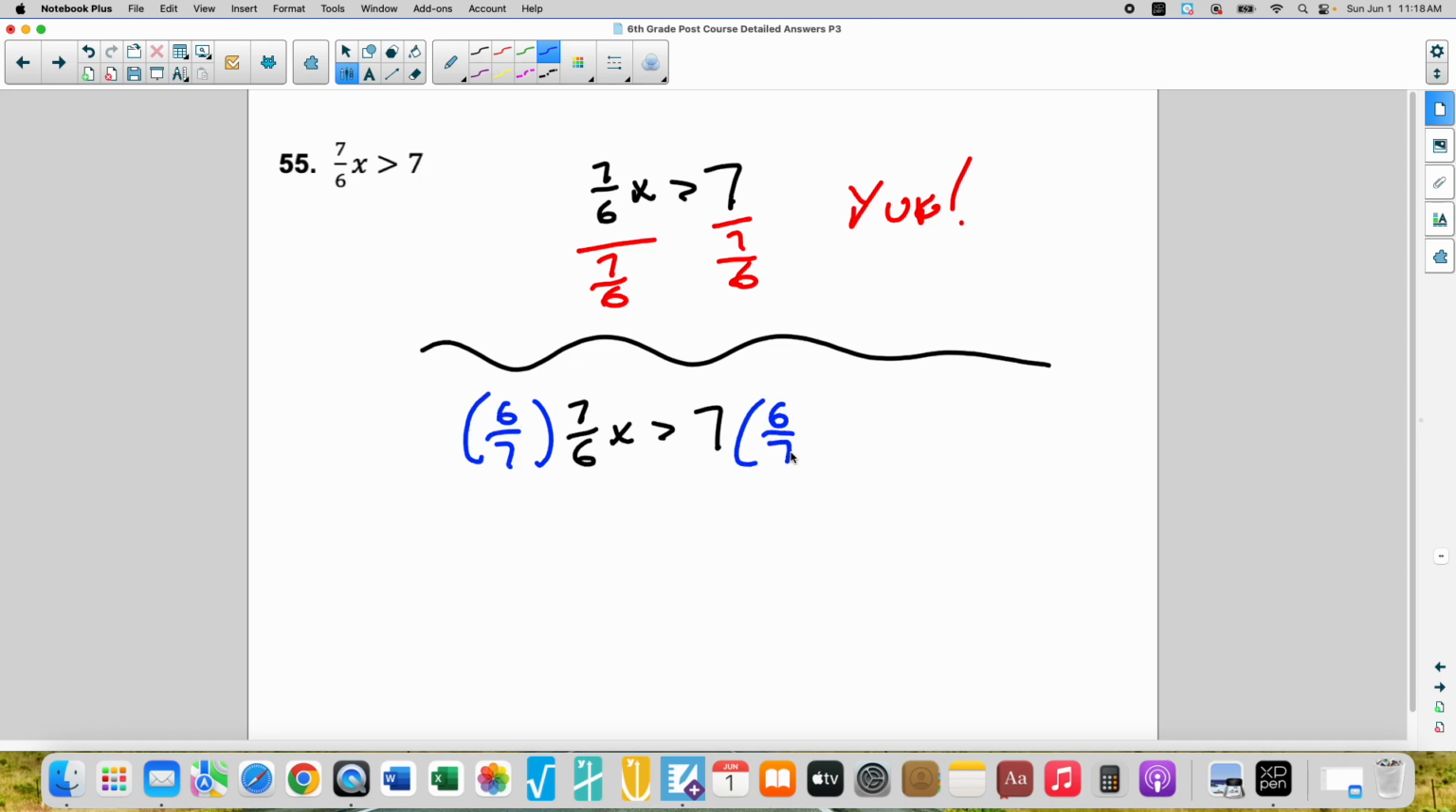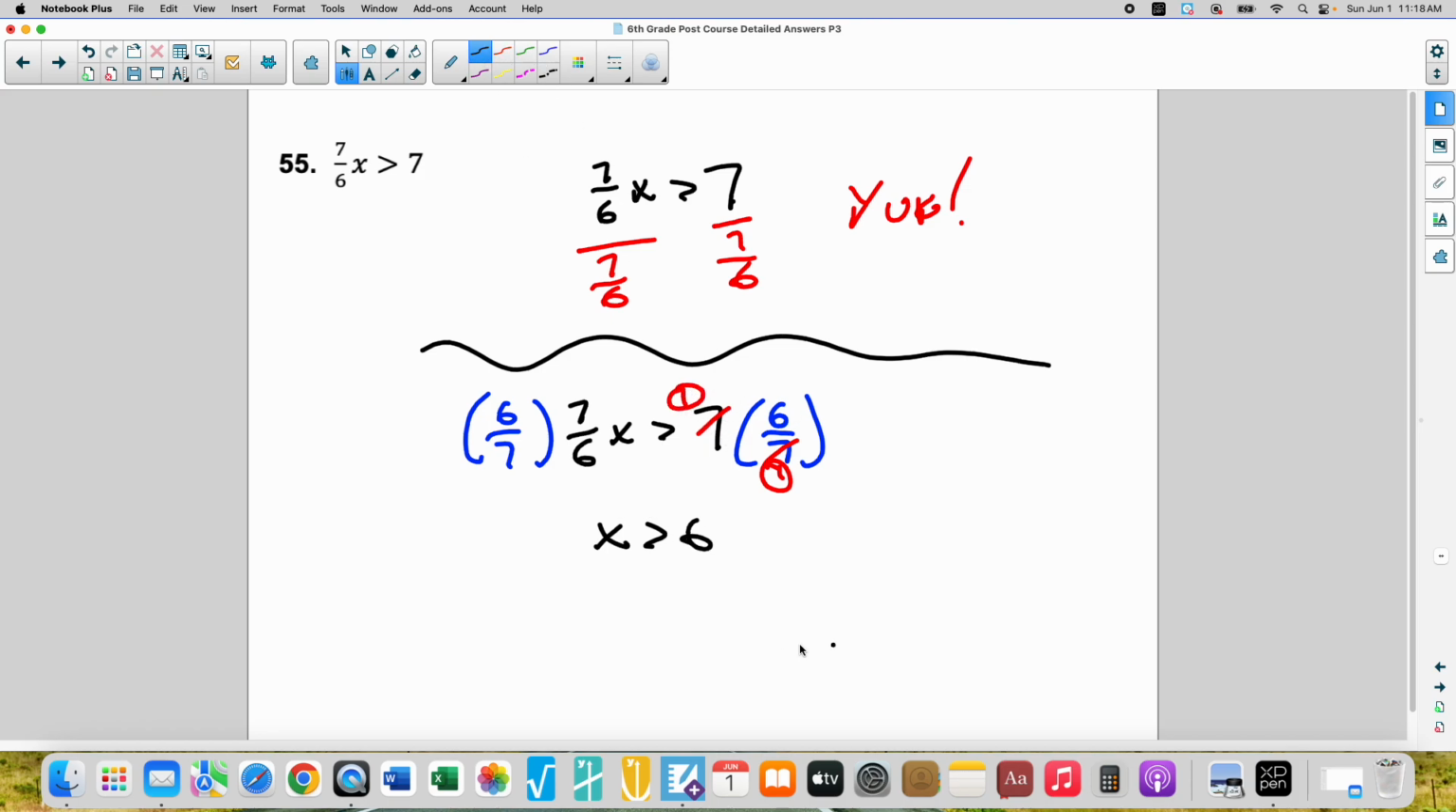Multiply by the reciprocal. Any number multiplied by its reciprocal equals 1, leaving us with x, or a coefficient of 1. That's a form of isolating. And here, we would not multiply 7 times 6. We're going to cross cancel here. We have a common factor. 7 goes into 7 once, 7 goes into 7 once, leaving us with 6.